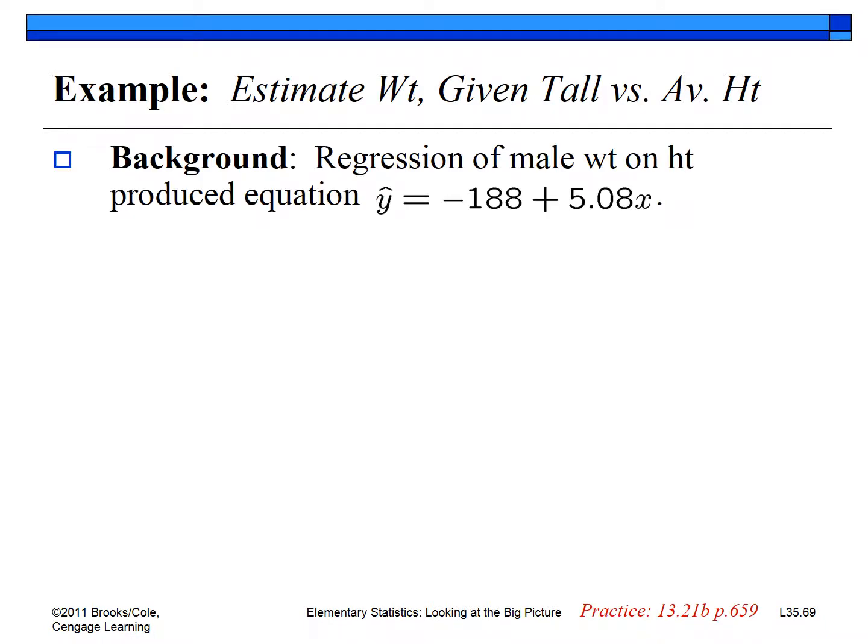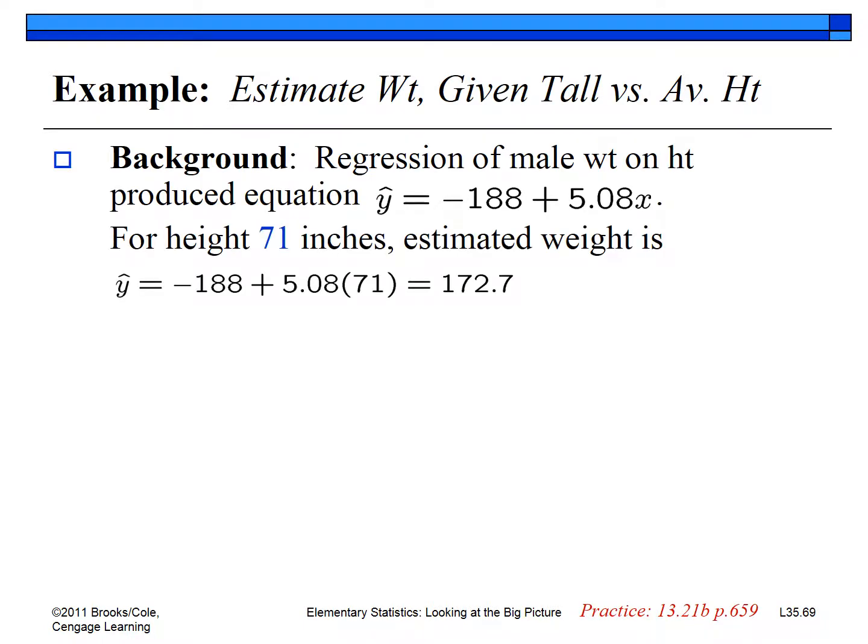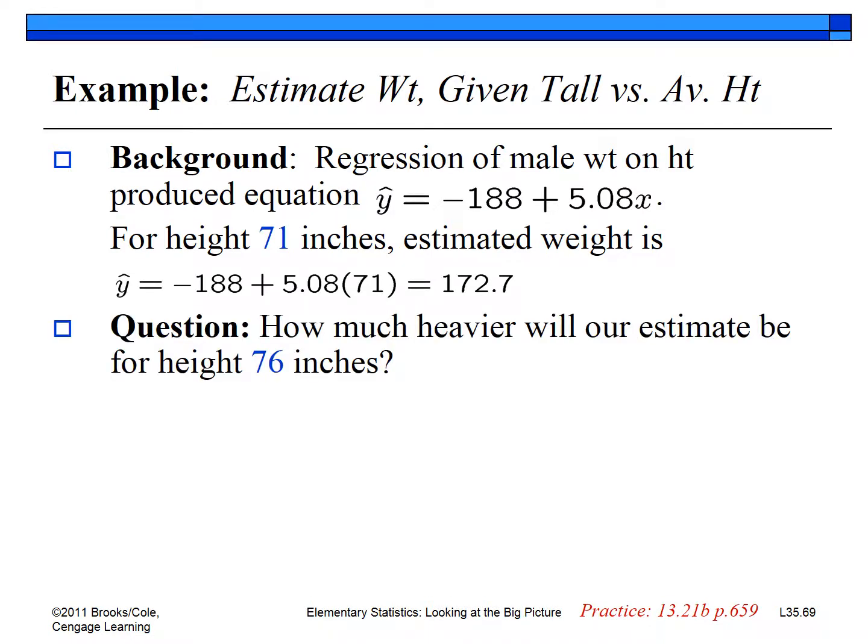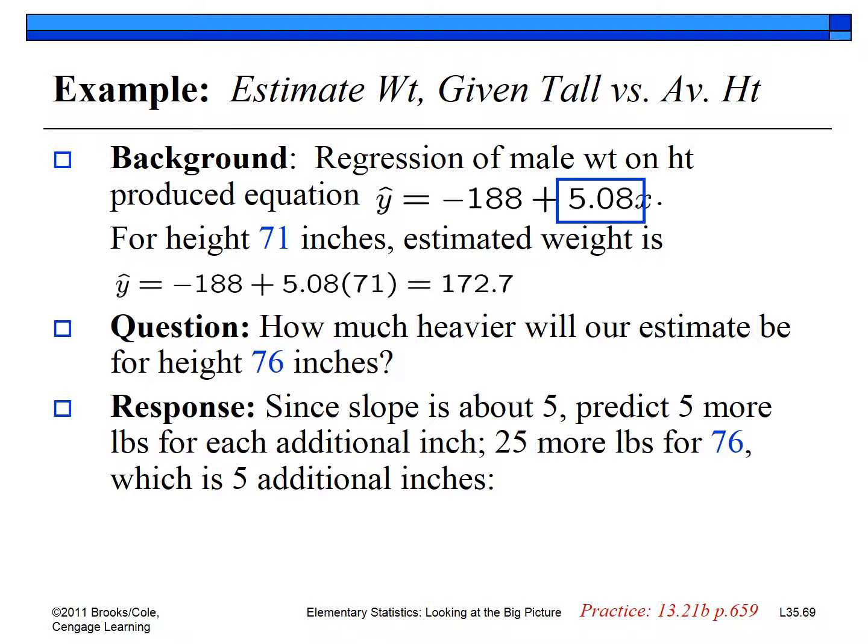Continuing with this example, here's the equation of our regression line. Remember, for a height of 71 inches, we saw that we would estimate the weight to be 172.7. That's what we get when we plug in 71 for x. Now the question we want to ask is, how much heavier will our estimate be if we look instead at someone with height 76 inches?